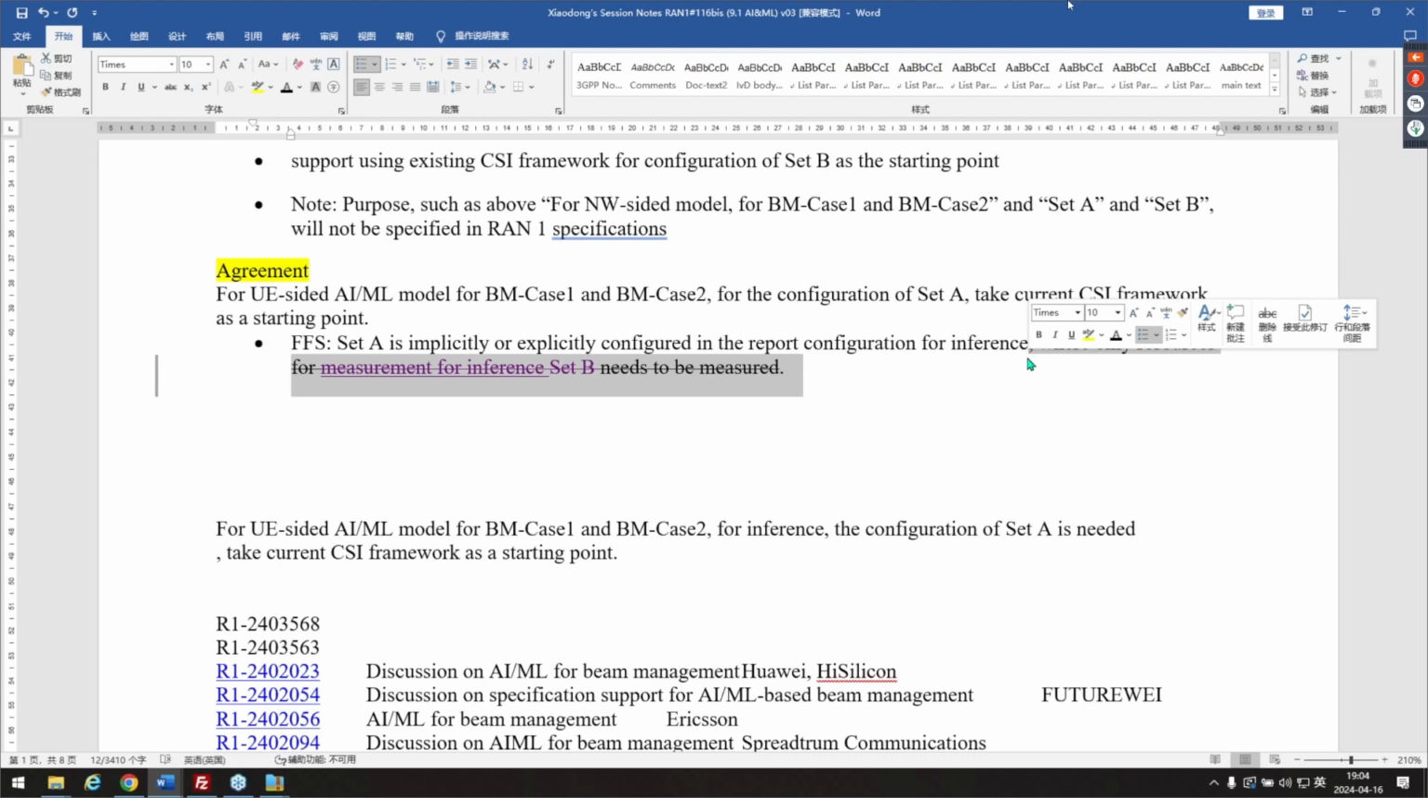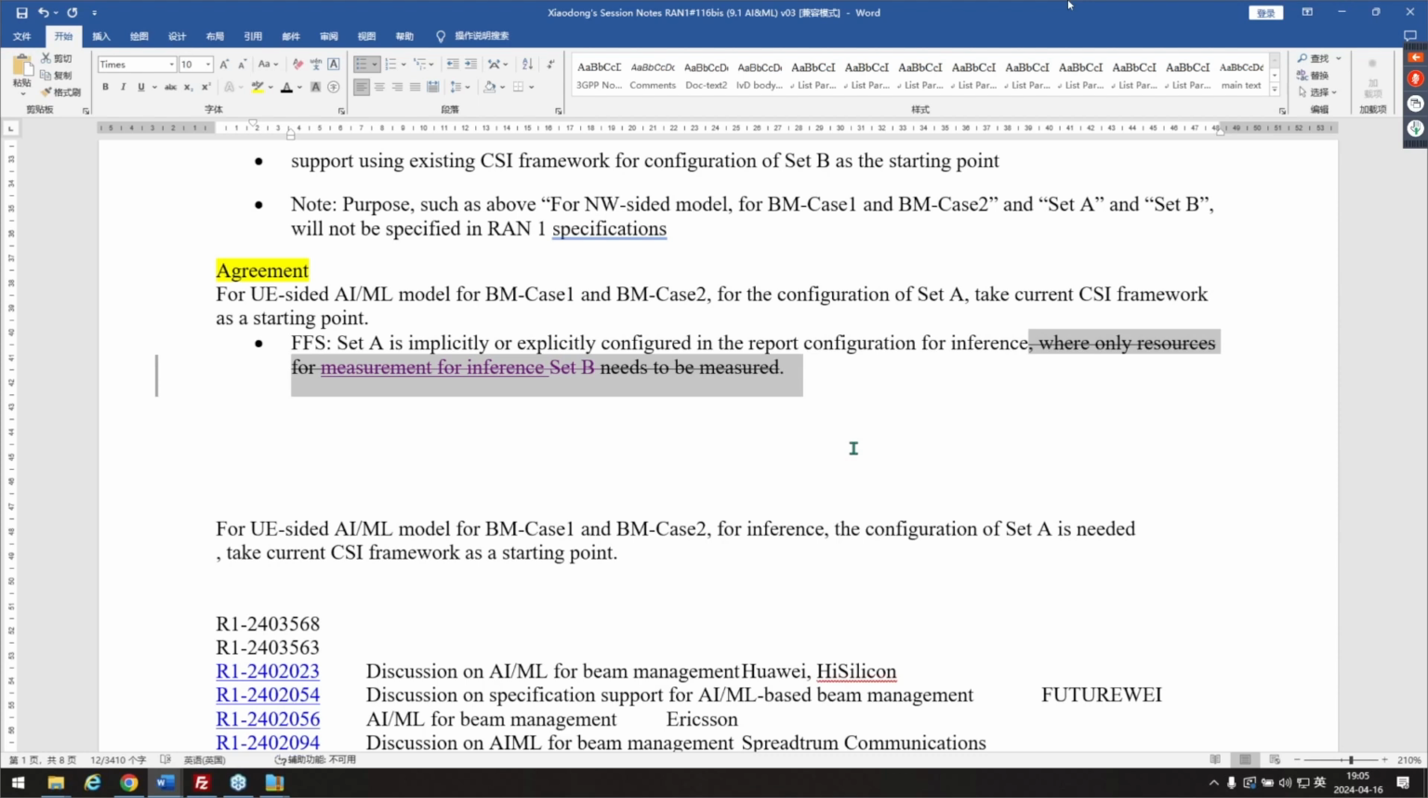Yeah, actually, if set A is explicitly configured, I can understand how to follow the current CSI framework. But if it's implicitly configured, I really don't see how. So what is the current CSI framework to follow? Because for the current CSI framework, we have a report configuration and measurement resources. So this part, I think, is confusing.